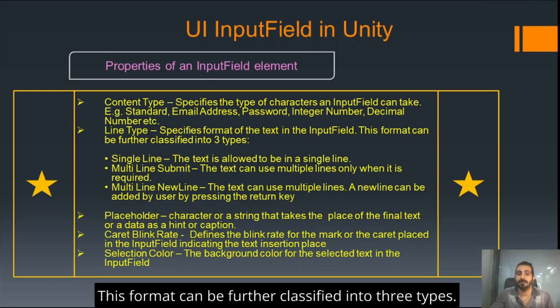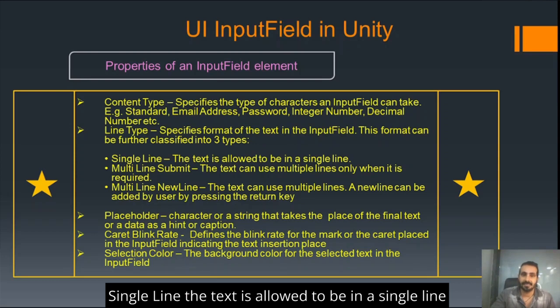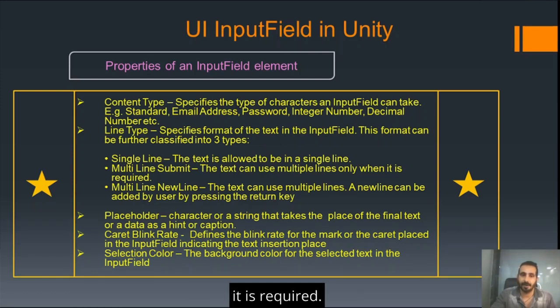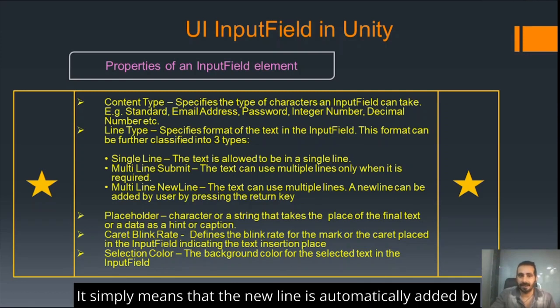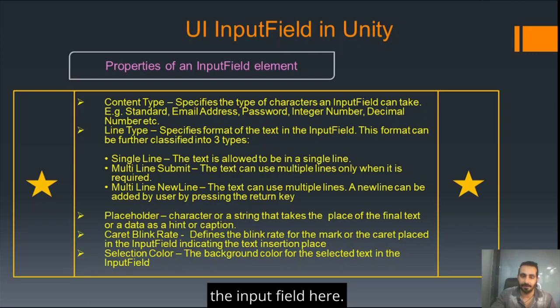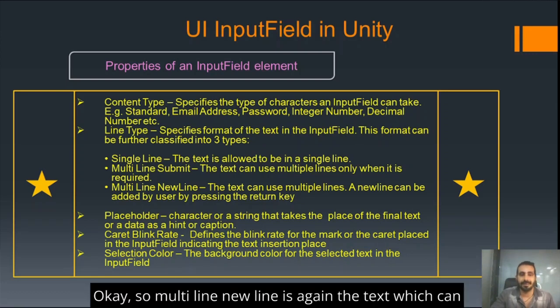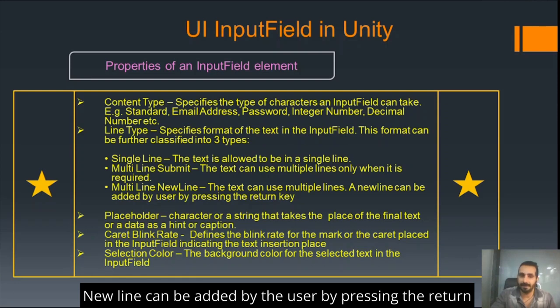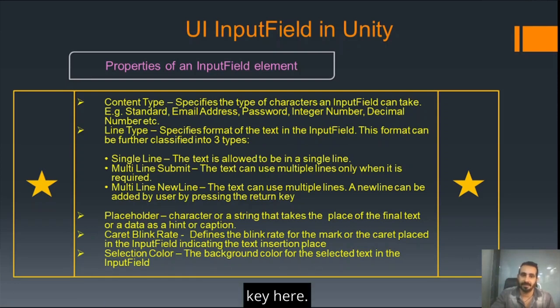This format can be further classified into three types. Single Line: the text is allowed to be in a single line here. Then we have Multi Line Submit. The text can use multiple lines only when it is required. It simply means that the new line is automatically added by the input field here. Then Multi Line Newline is again text which can use multiple lines. A new line can be added by the user by pressing the return key here.